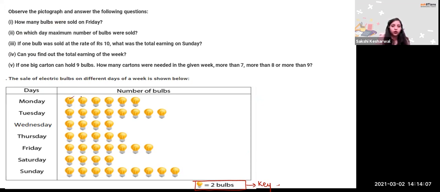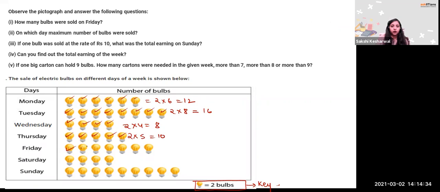So Monday, how many? 1, 2, 3, 4, 5, 6. So it will be 2 into 6, which equals 12, right? Now Tuesday, 1, 2, 3, 4, 5, 6, 7, 8. So 2 into 8, which equals 16. Wednesday, 1, 2, 3, 4. So 2 into 4 equals 8. Now coming to Thursday, 1, 2, 3, 4, 5. So 2 into 5, which equals 10.